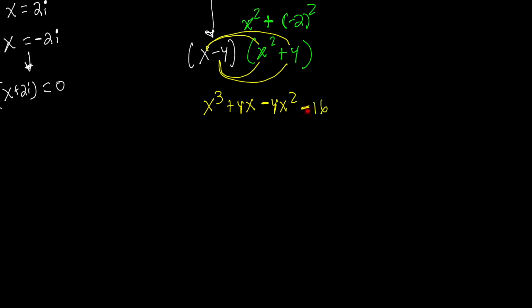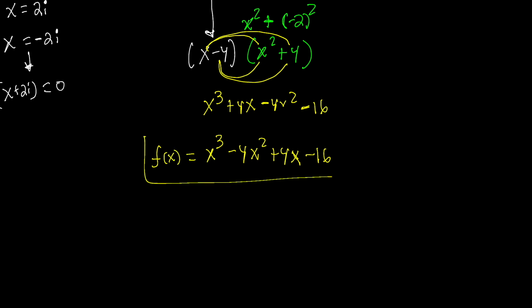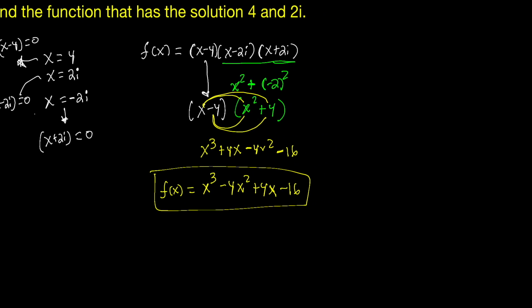The only thing left to do is to write this in standard form, meaning that I have to get the highest power and then write each term in the descending order. So here I'm going to begin by recording x to the third, followed by negative 4x to the second power, followed by positive 4x and negative 16. And that would be the function that has the zeros at 4 and 2i.